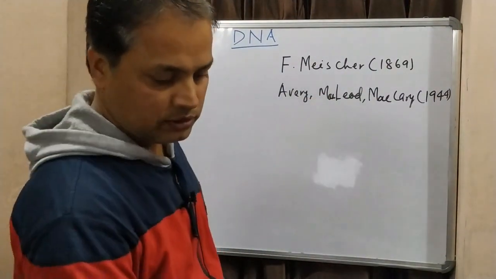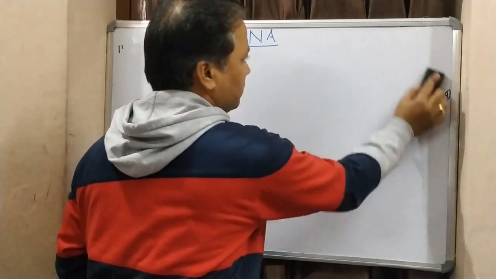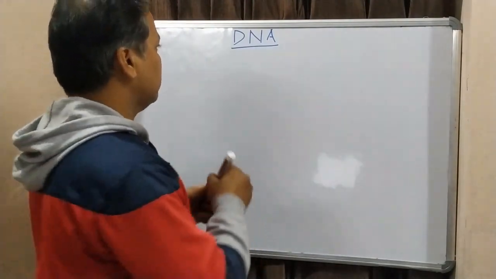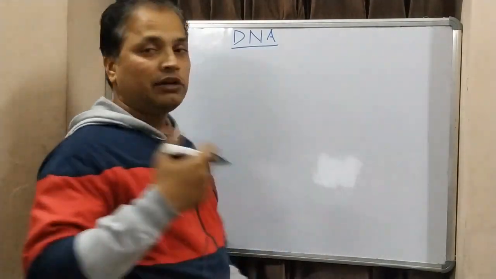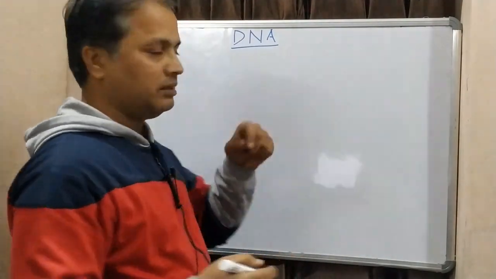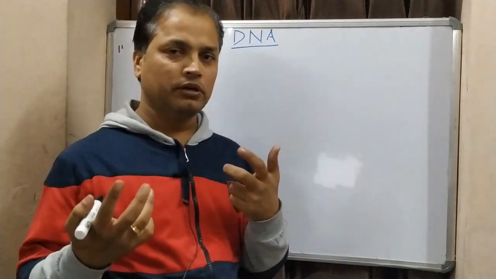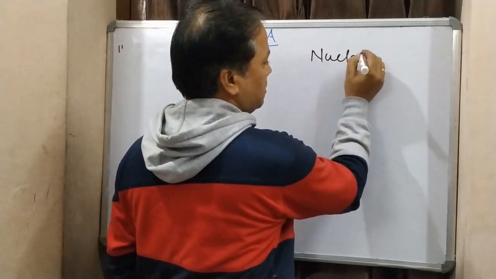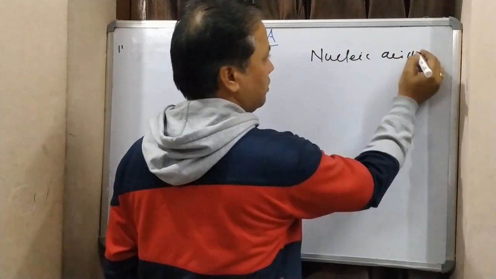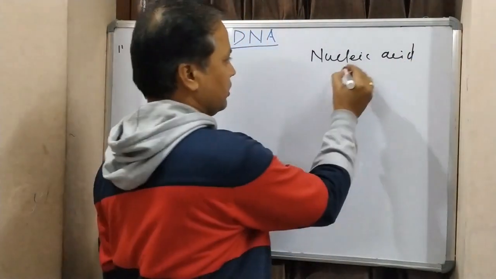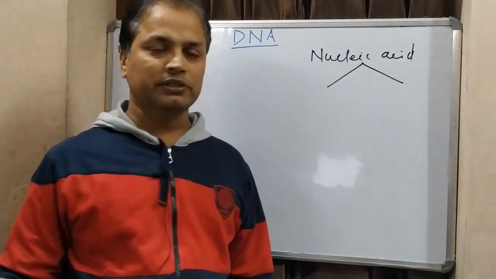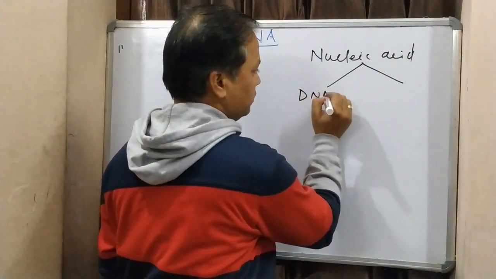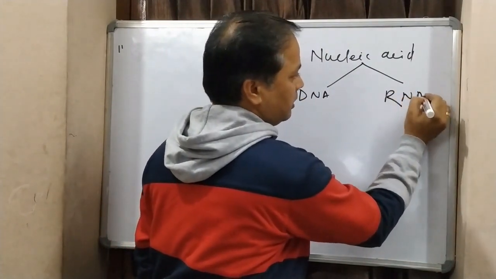Now we will see DNA. This is a polymeric structure. DNA is composed of different nucleotides. Not only DNA: in our cells there are basically two types of nucleic acids. Whether it is a eukaryotic cell or a prokaryotic cell, nucleic acids will be there, and they are of two types: either DNA or RNA.